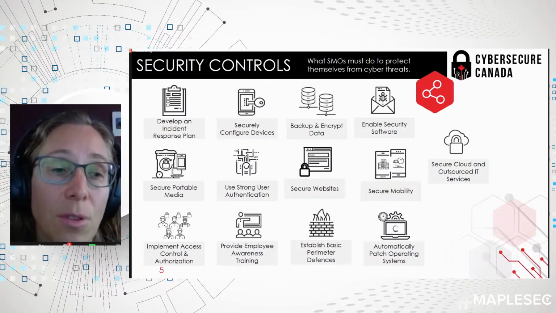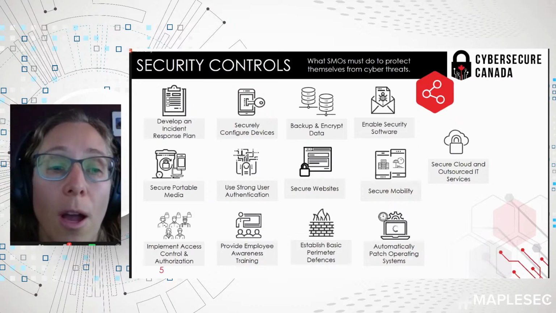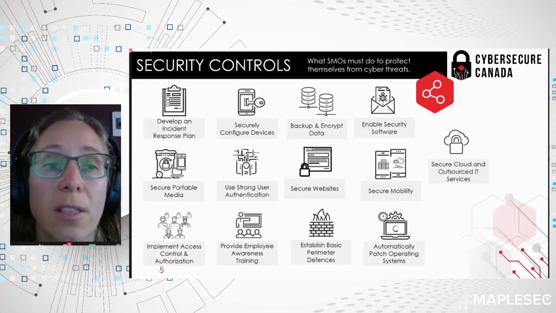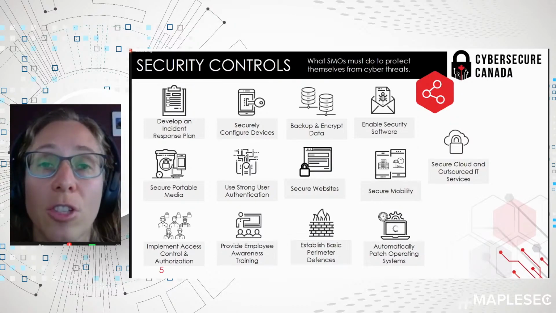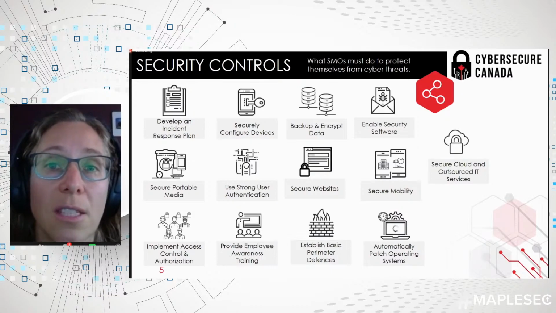Implementing access controls and authorization is very important. So only the people who need to have access to that data shall have access to that data. And when your employees turn over, some come and leave or change roles, you need to make sure that you're changing the access controls to the data that they can have.